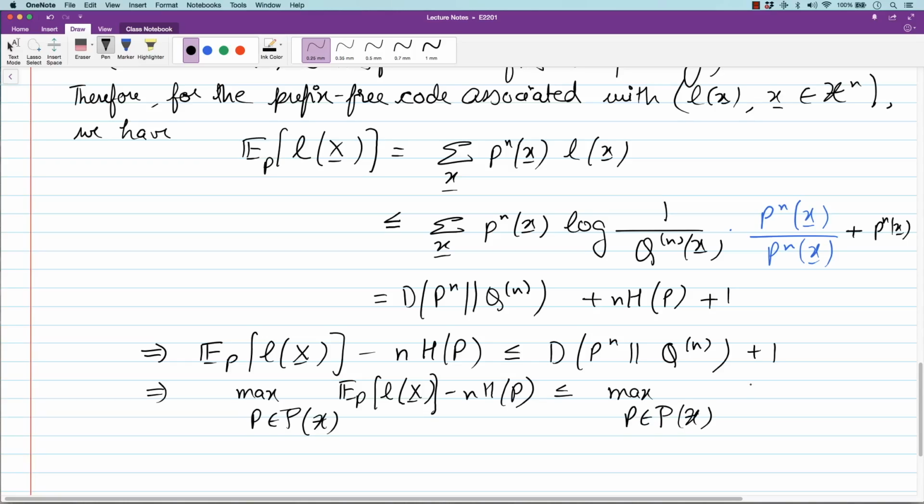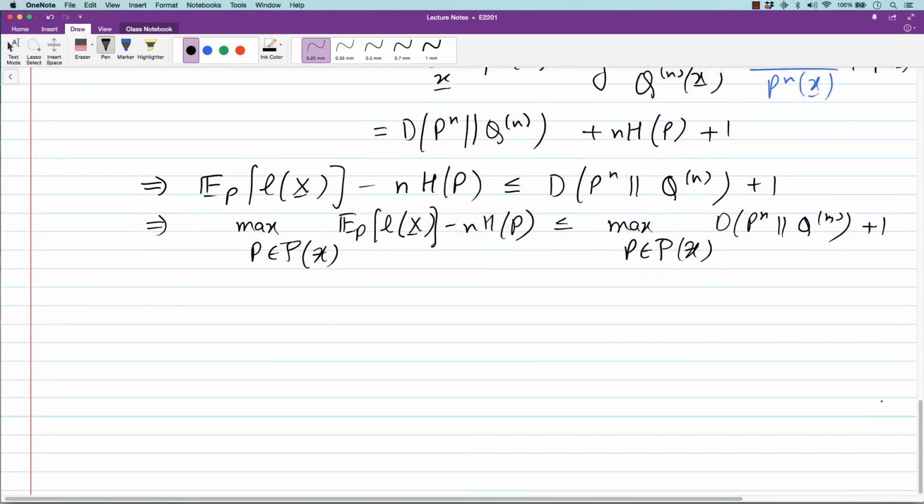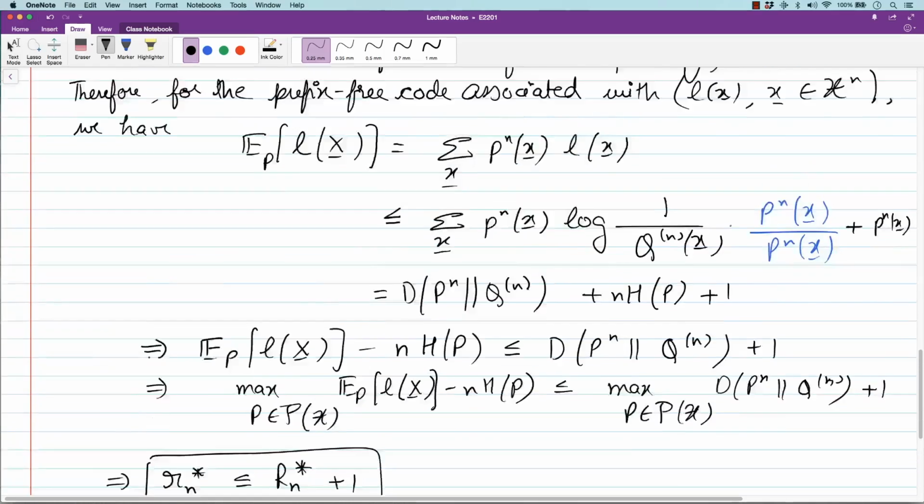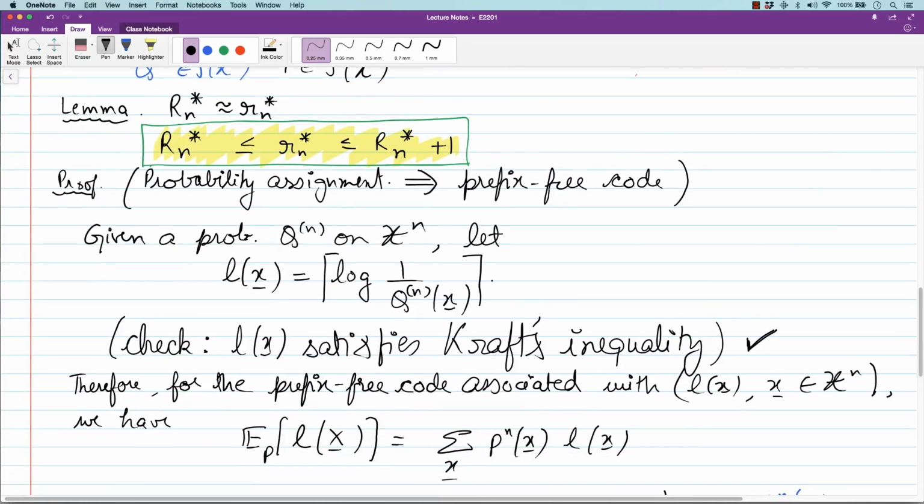You maximize over all P and you look for the best distribution here. Okay, that's the one you will choose. But that best distribution still will be worse than the best code. So this implies R_n star is less than or equal to R_n star plus 1. That's one side of the bound. We have shown this.